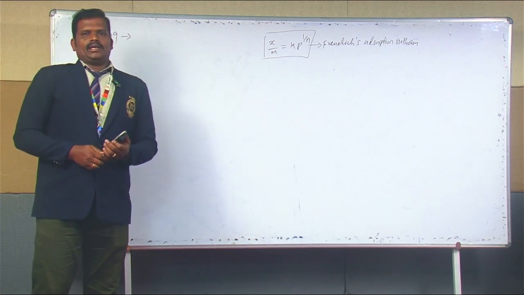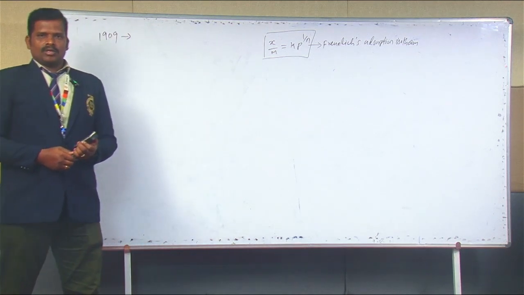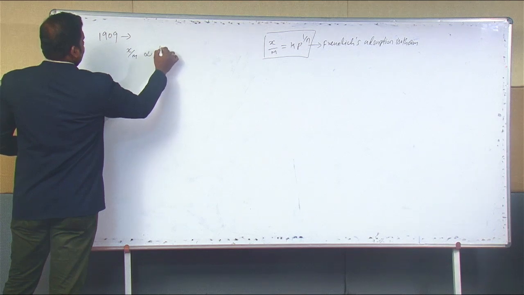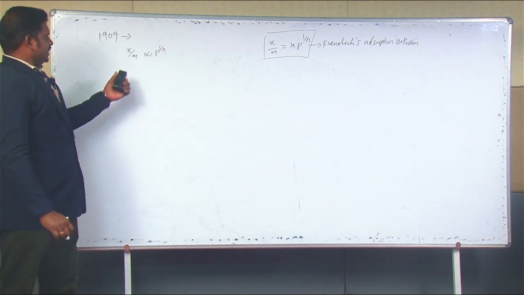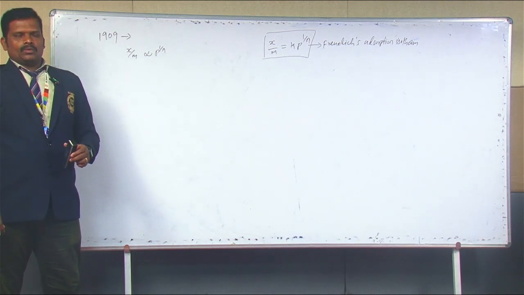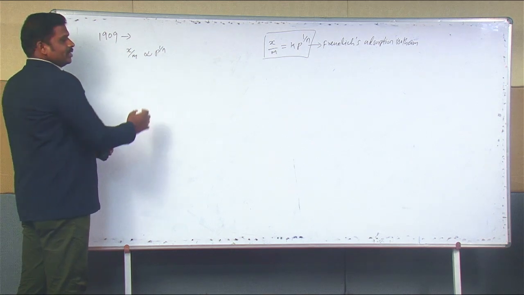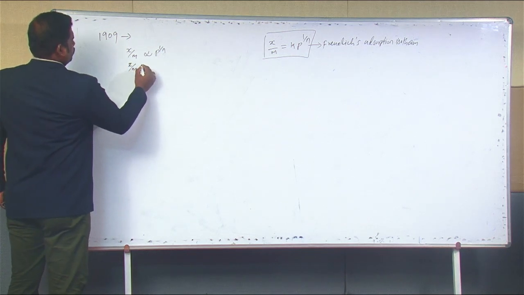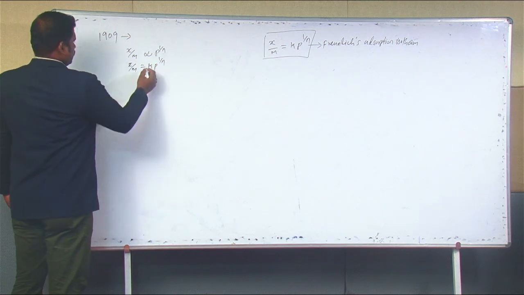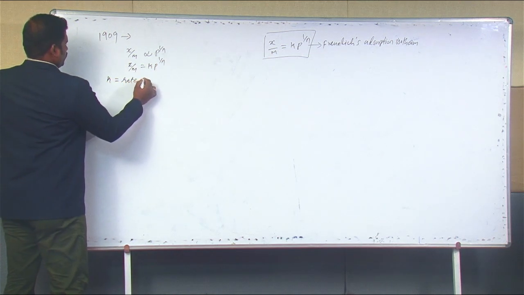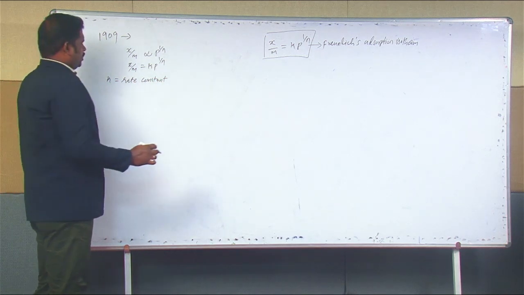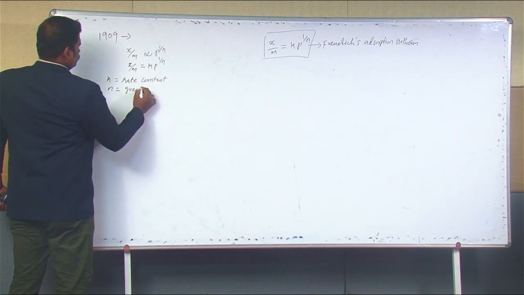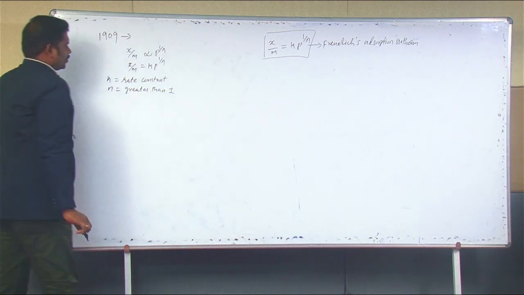The general mathematical representation for gases at normal pressure is given as x by m is directly proportional to p power 1 by n. That means extent of adsorption is directly proportional to pressure p power 1 by n. This proportional relation can be converted into an equation by introducing a constant k. So the equation becomes x by m equal to k p power 1 by n. That constant k is called the rate constant. Here n is also another constant. It must be greater than 1.